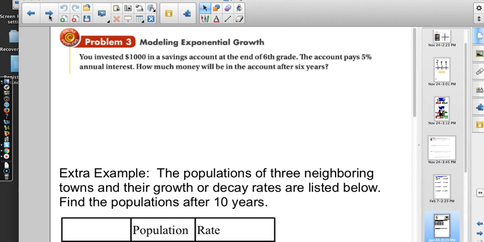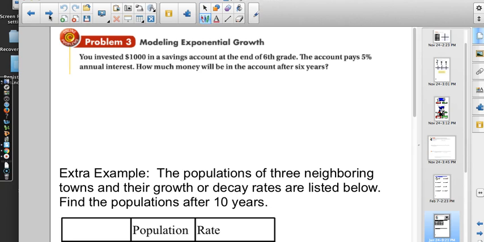But what we have to do, like I said, is get to the word problems, because that's truly what our objective was about. And it says, you invested $1,000 in a savings account at the end of 6th grade. Good for you. Wonder how you got that $1,000, maybe birthdays and that kind of stuff. The account pays 5% annual interest. How much money will be in the account after 6 years?